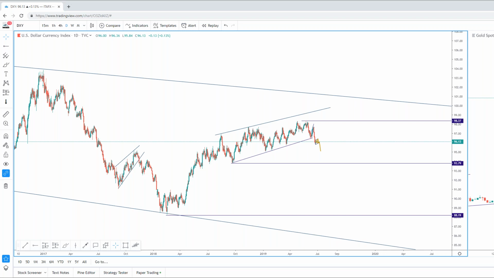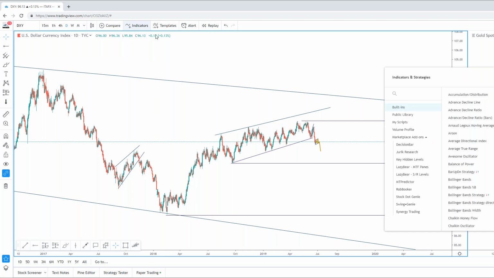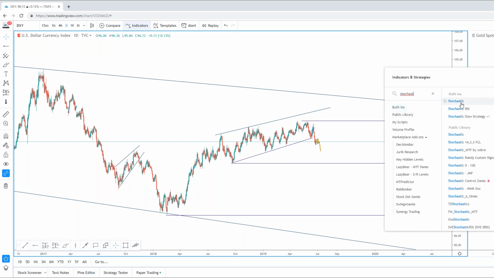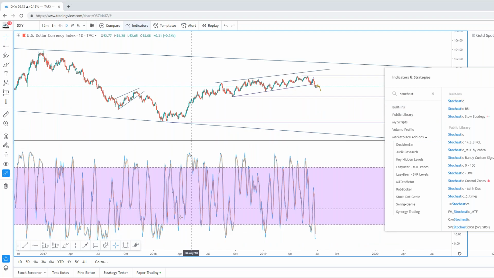With regards to the stochastic indicator, yeah, of course I can. Give me a second. Let me see if I can get the stochastic indicator up on the screen. Let's have a look. So this is the stochastic indicator for you guys.